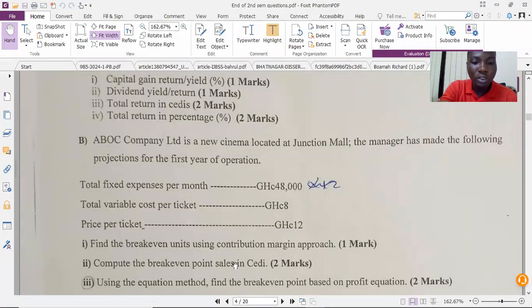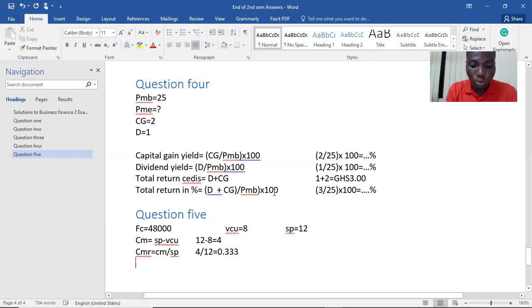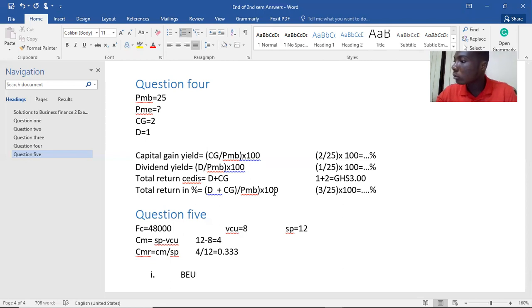Find the break-even points in units using the contribution margin approach. Break-even points in units, or somebody may say break-even points in quantity, is equal to the fixed cost over the contribution margin. Note, anytime you've been asked anything about units, it is divided by contribution margin.